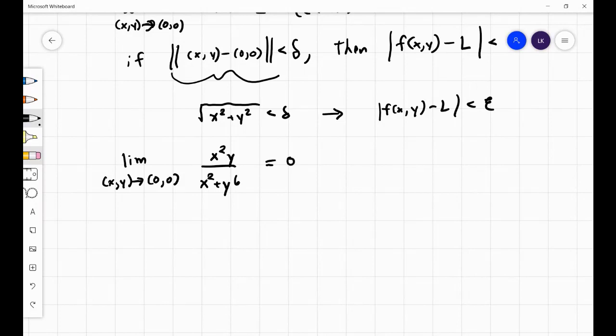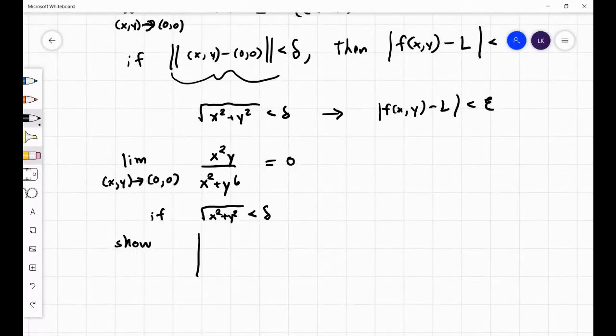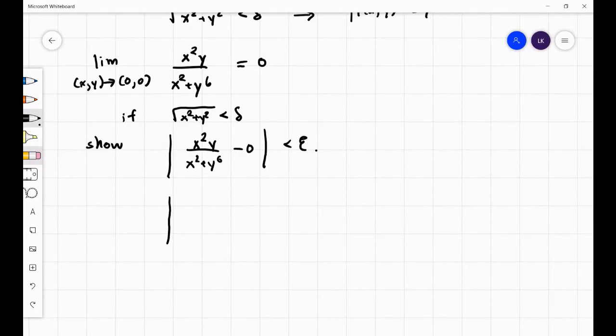So we're going to try to prove that if we're at a point delta close to the origin, then we're going to show that the absolute value of the difference between the value of the function at the point and the limit, which is 0, is arbitrarily small. Okay. Of course, that 0 goes away.